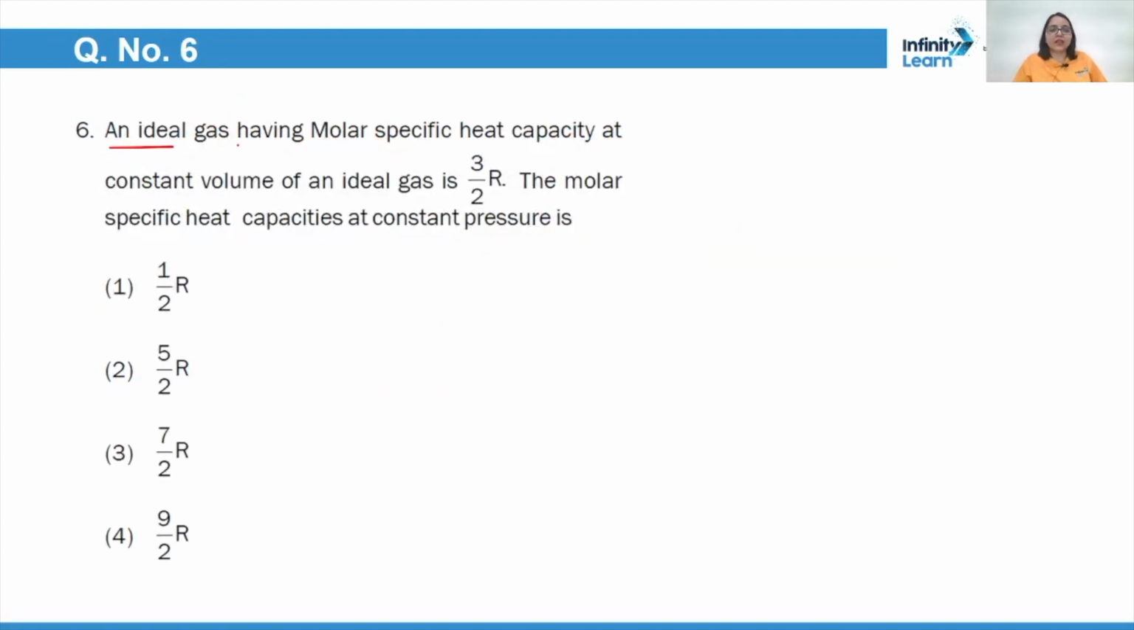Question number 6. An ideal gas have molar specific heat capacity at constant volume. CV is 3 by 2R. What is Cp? So Cp is Cv plus R, which is 5 by 2R over here. So correct answer is option 2.